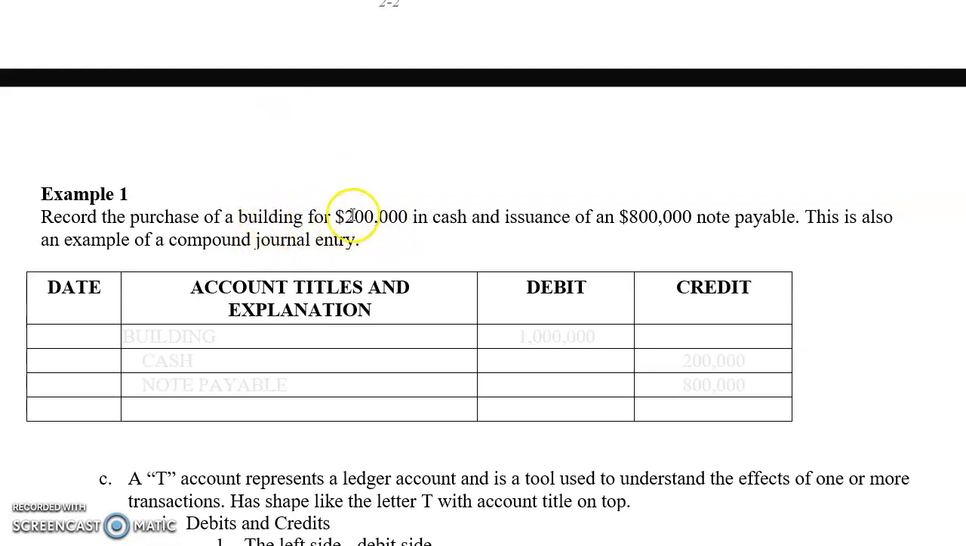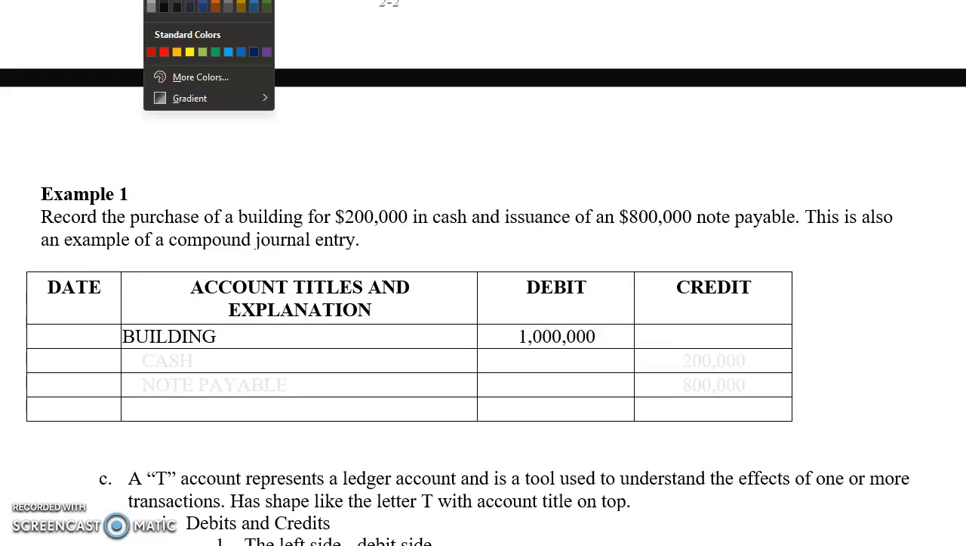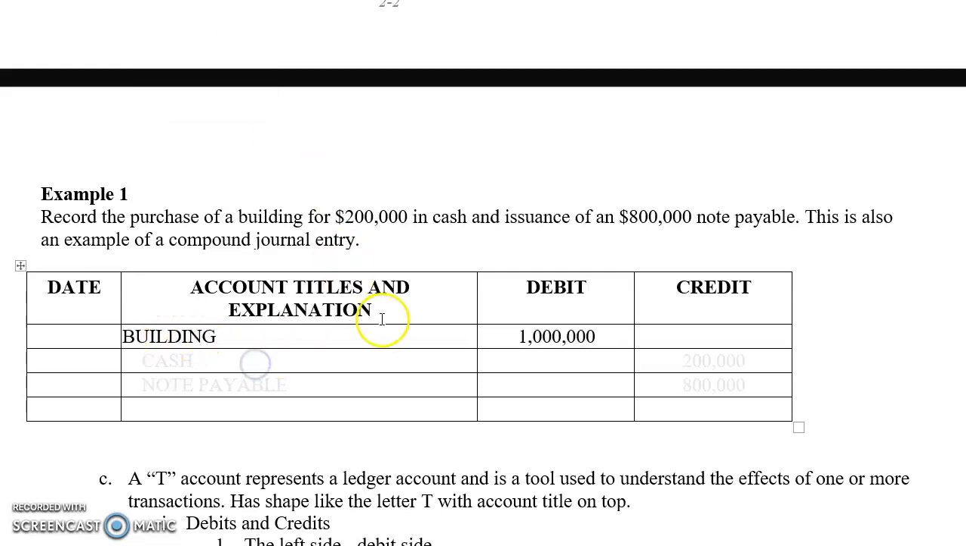All right. So they purchased a building, they paid $200,000 cash, and they borrowed $800,000. So they paid $1 million for the building, right? 200 plus 800. All right, so you probably see it there. I didn't do a good job of covering it, did I? So we debit the building for $1 million. We record cash and the payable just as shown in the problem.